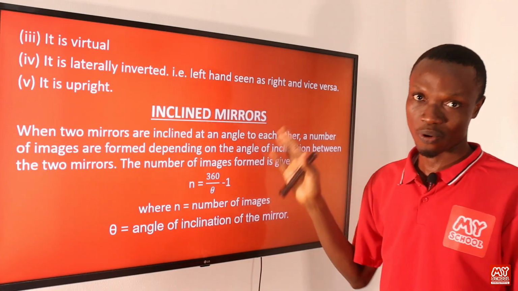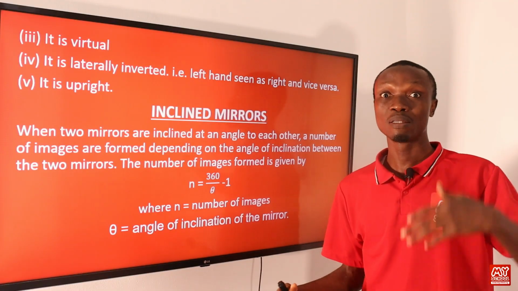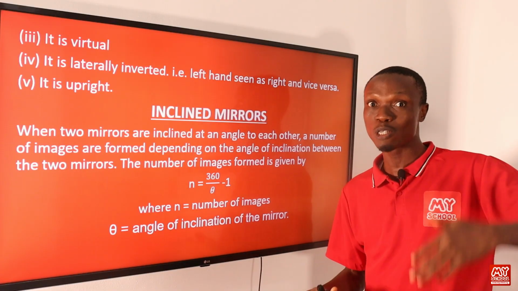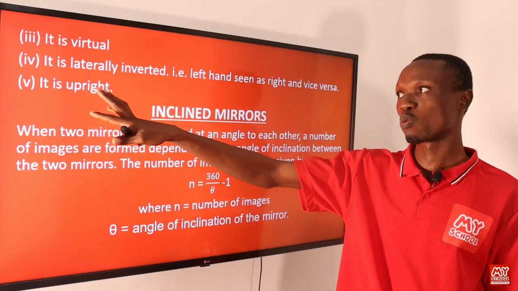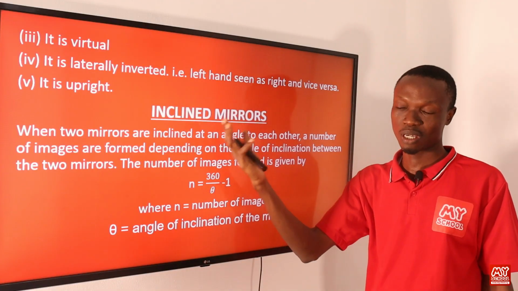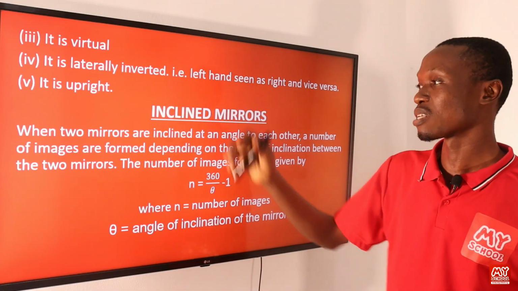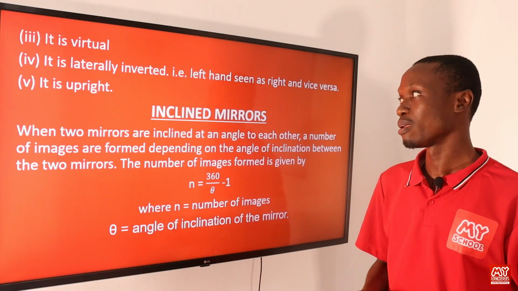Then five, it is upright. For example, if I'm standing in front of a mirror on my feet, in the image produced by the mirror I'm also going to be standing on my feet. That's what we mean by upright. Sometimes we may use the word erect; they are still the same thing. So these are the characteristics of images formed by a plane mirror.